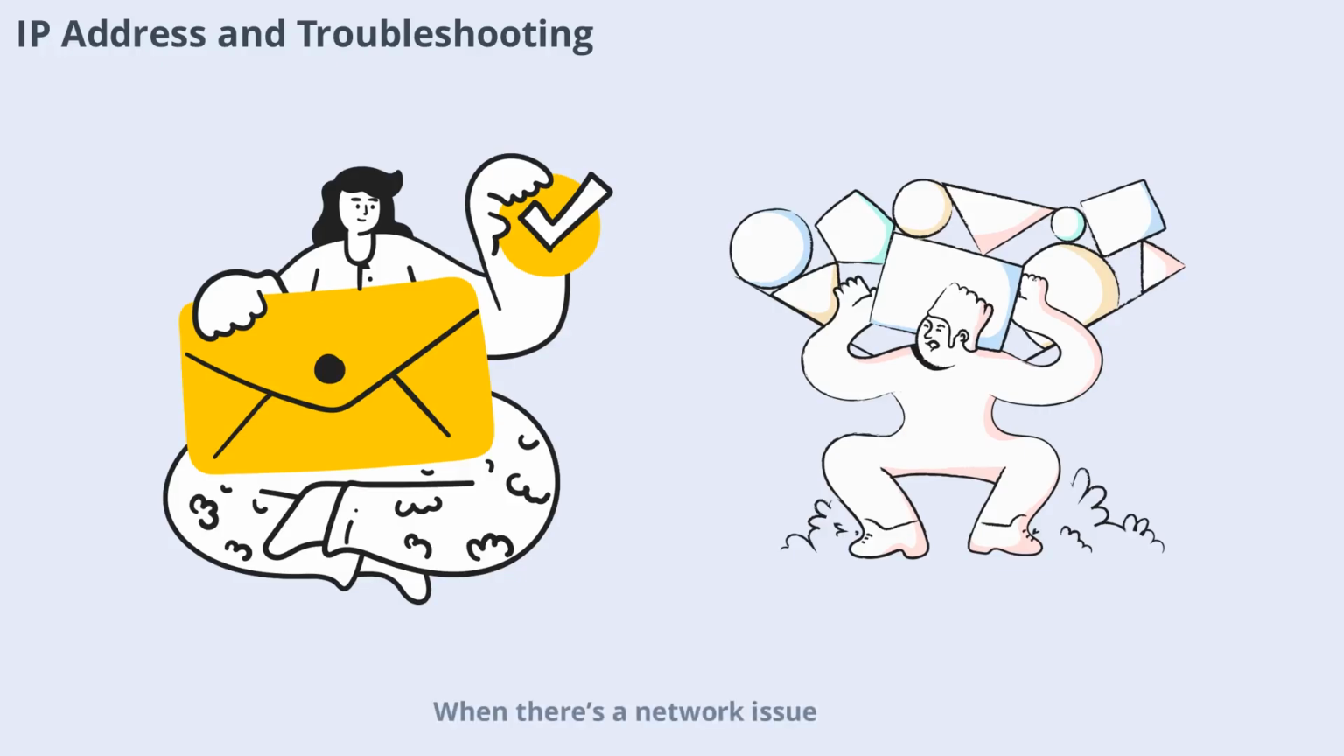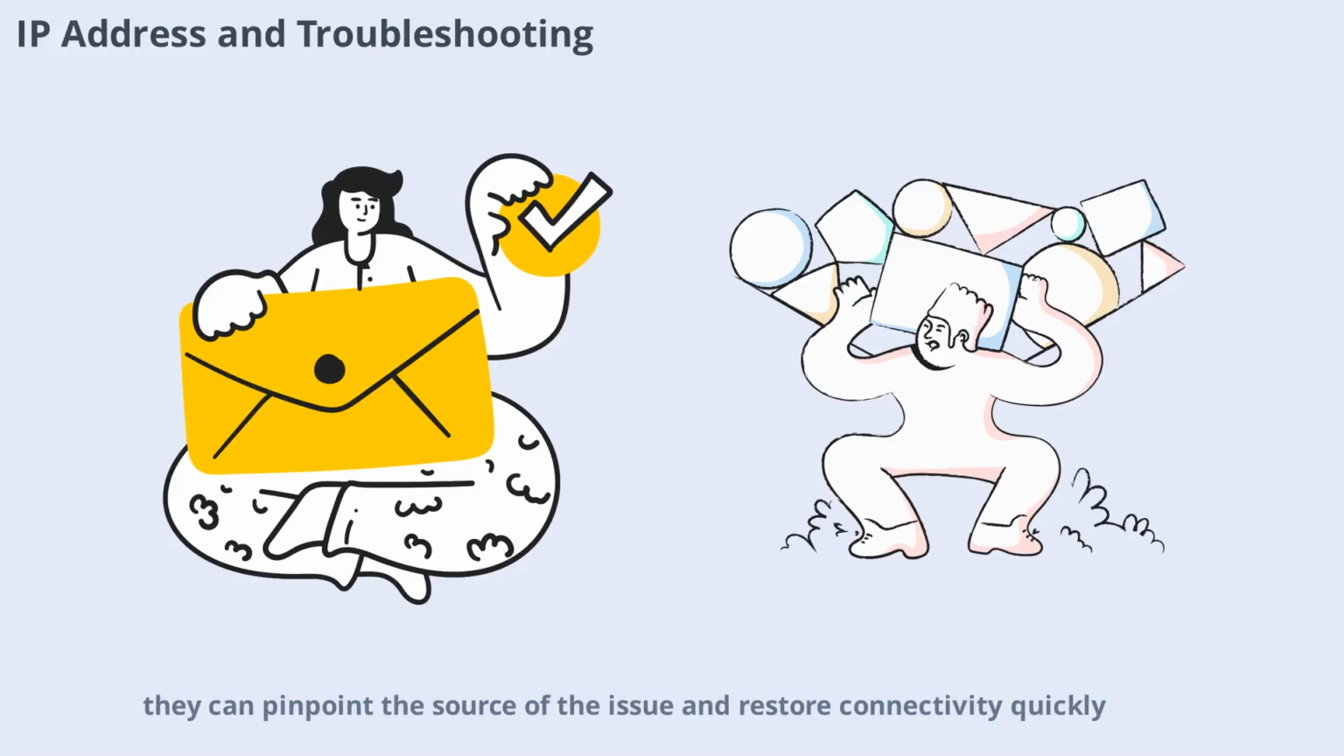When there's a network issue, technicians often check IP addresses to diagnose problems. By identifying the address, they can pinpoint the source of the issue and restore connectivity quickly.